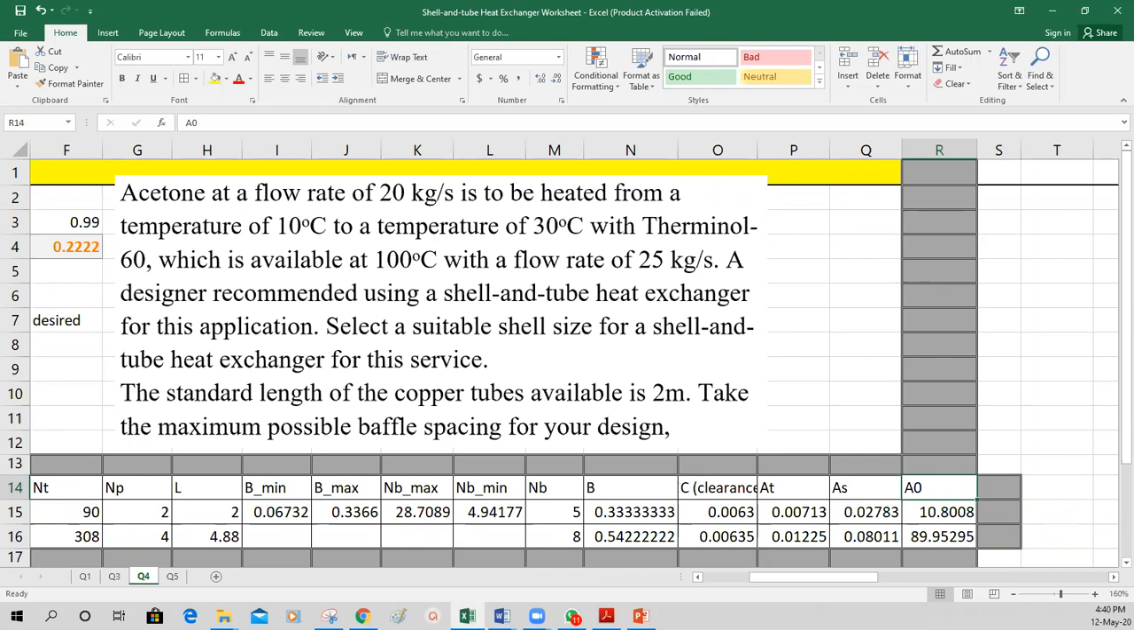From the outer diameter of the tube. That's right, doctor? And multiply by the number of tubes. Number of tubes, pi DL. First of all, pi DL is the surface area of one tube, right? Pi ODT multiplied by L and then multiplied by the number of tubes. Calculate how much this is.